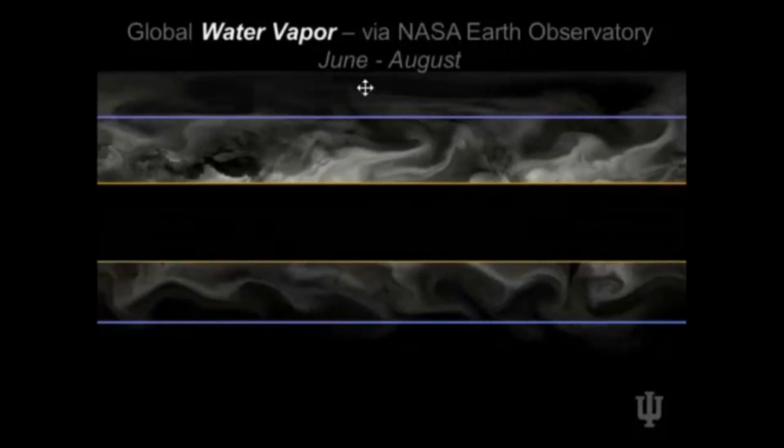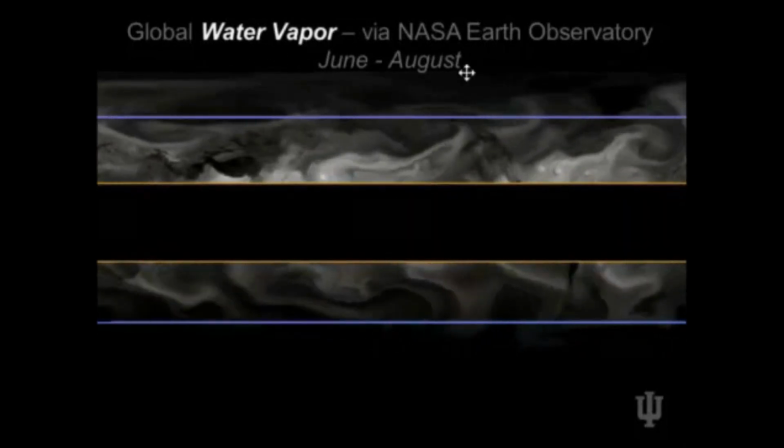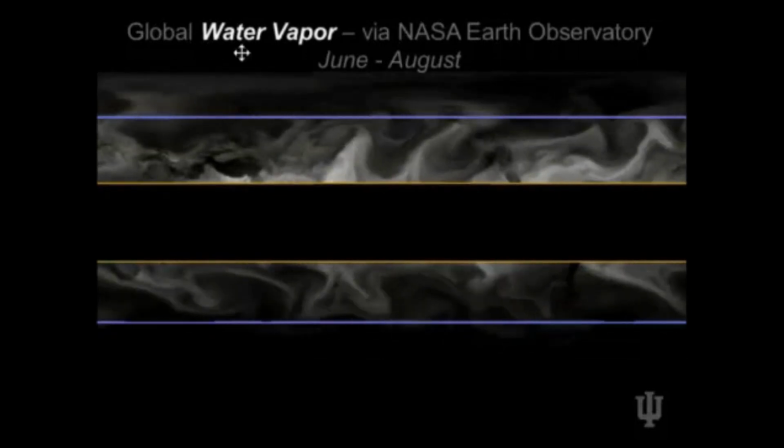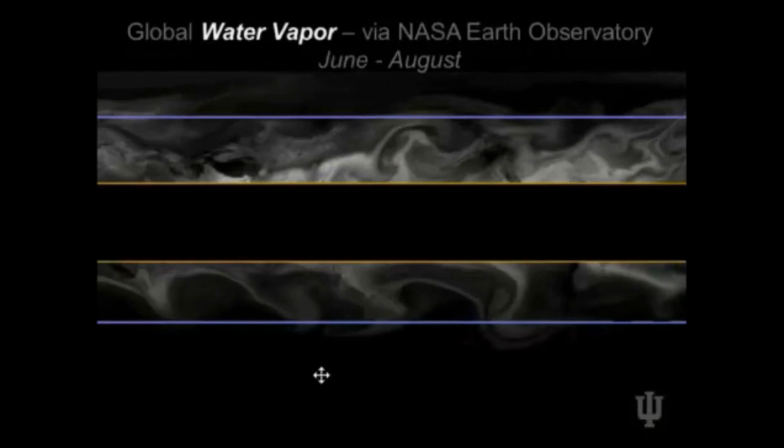We do down here as well. It's a little harder to see because no water vapor. Once again, that makes sense. And so here it's a little harder to see this movement because of the lack of water vapor there. Does that make sense?